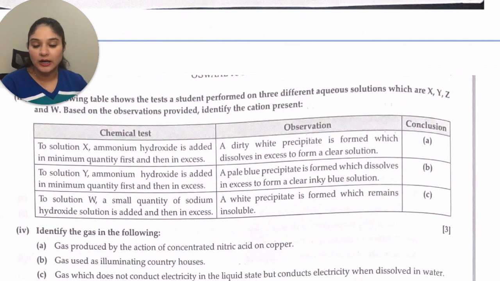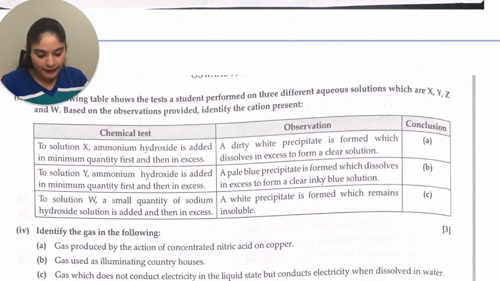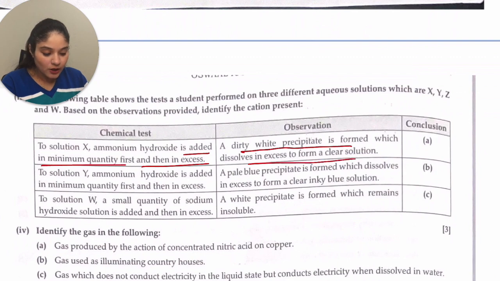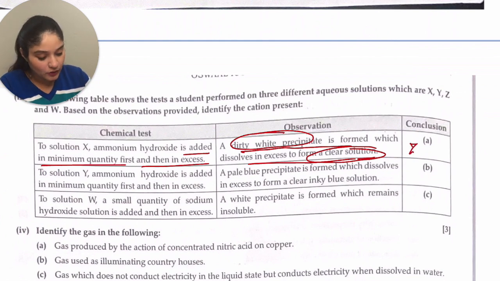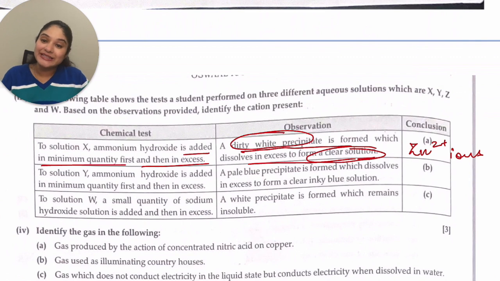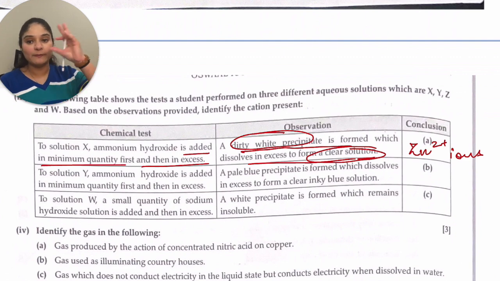So let's just start with that. The chemical test they have done is, to solution X, ammonium hydroxide is added in minimum quantity first and then in excess. A dirty white precipitate is formed which dissolves in excess to form a clear solution. So a dirty white precipitate which is soluble in excess of ammonium hydroxide, that is your given information here. So this should be your zinc. That means your conclusion is Zn2+ ions. If you're still confused how I'm getting this, please go ahead and check out the analytical chemistry video, the one in which I have taught.